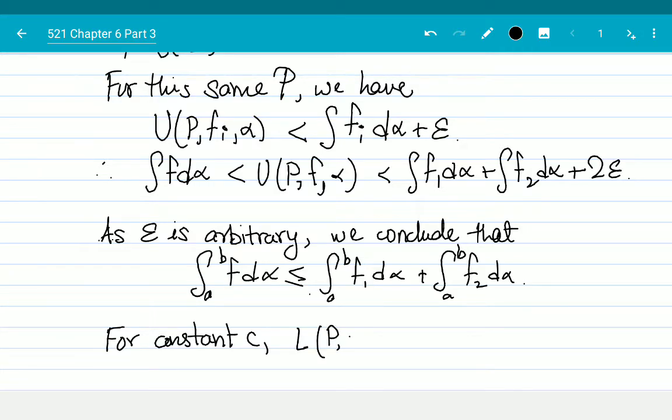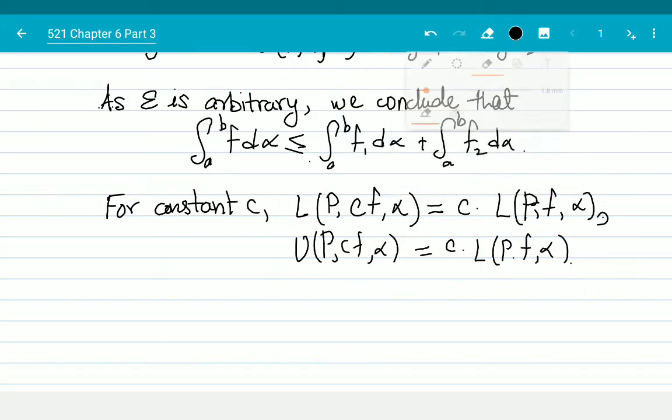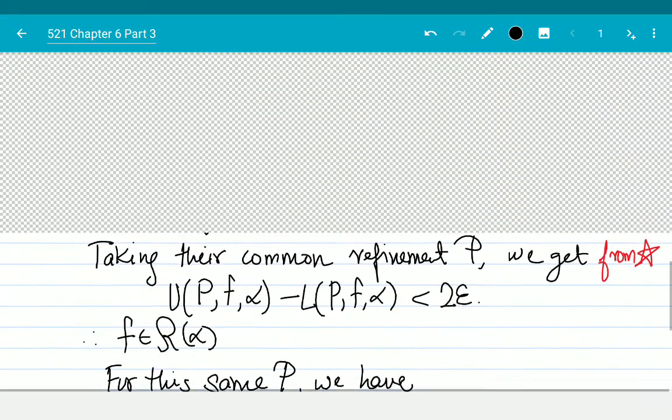U of P, CF, alpha is equal to C times U of P, F, alpha. Okay, so you don't even need to go that far. You can just pull it out here. Similarly for L, U of P, CF, alpha is equal to C times L of P, F, alpha. Not L, U. Right? So that is that.